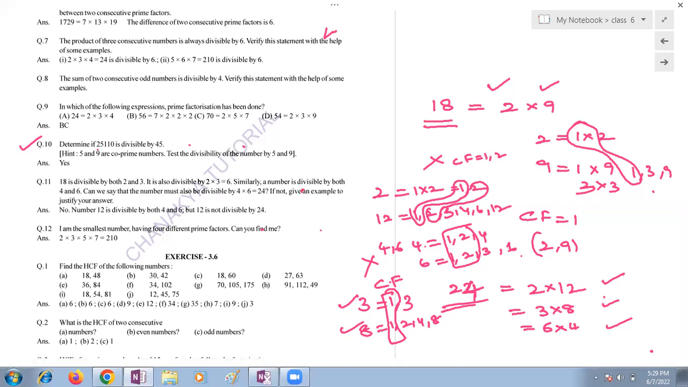Then we can say that it is also divisible by 24. Hope you understood, my dear children. Any doubt here?